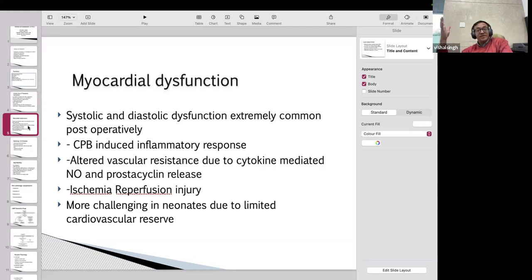Post-operative myocardial dysfunction is something which we all see, especially when you have a prolonged bypass. And we all know the reasons behind it, but to summarize, it's a CPB-induced inflammatory response, altered vascular resistance due to cytokine-mediated NO and prostacyclin release, and ischemia reperfusion injury, and more challenging in neonates because of a limited cardiovascular reserve which is already stressed out. So when you do an emergency intracardiac repair, you are obviously in a corner because you've come in cardiogenic shock and then you come after CPB in a worsened state. So that is where the wisdom of your choice of inotrope and vasopressor will come into play.